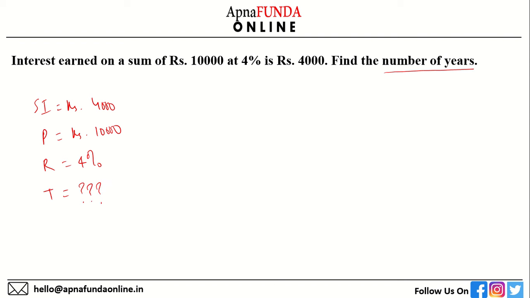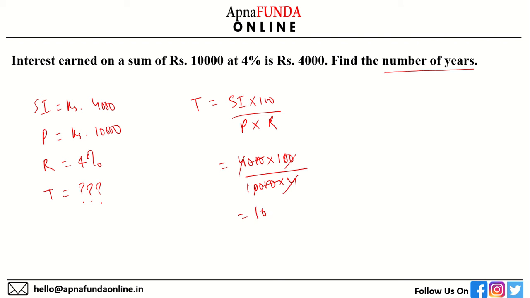So we need to calculate the time period. Correct? So the formula to find the time period or the number of years under the simple interest is T is equals to simple interest into 100 divided by principal into the rate of interest. Correct? So let's solve this. This is 4,000 into 100 divided by principal 10,000 into rate 4%. Correct? Let's solve this. 10 years. This is my answer. Easy question, simple to solve.